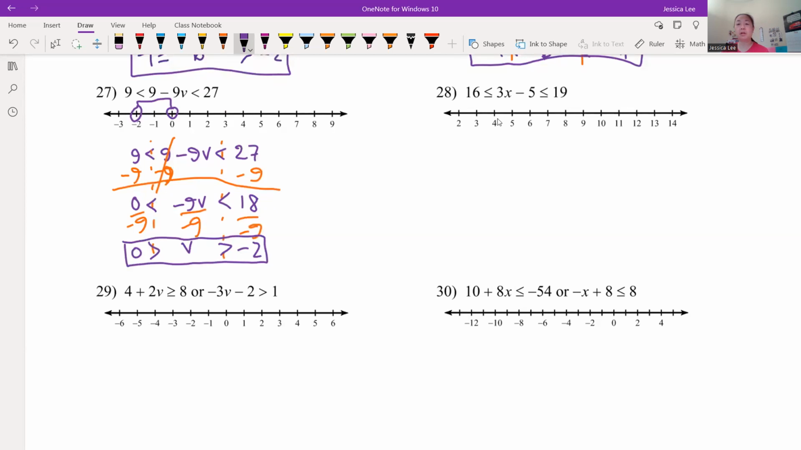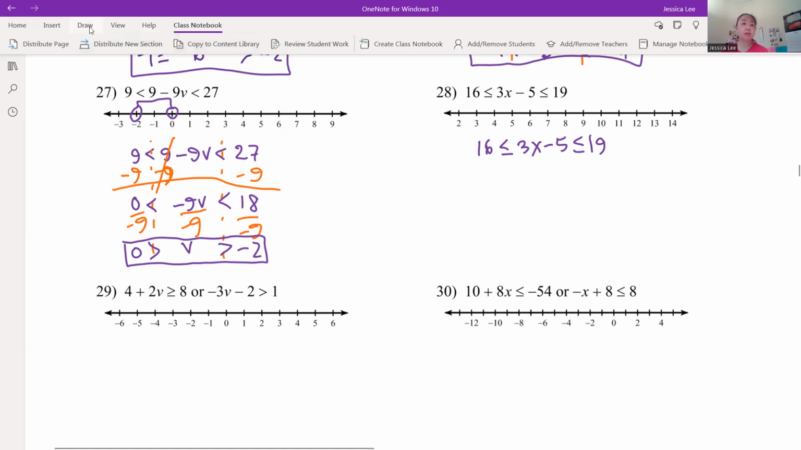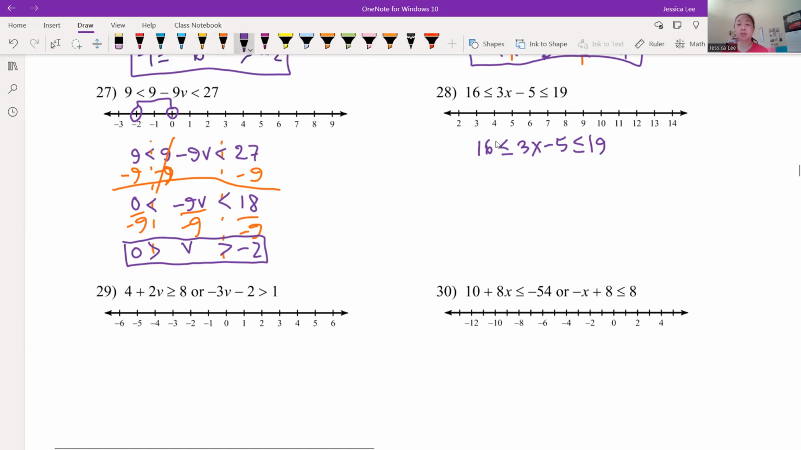And the last part, that last one of these ands, is x minus 5 less than or equal to 19. Okay. Same deal. We're back to not being able to change colors again. There we go. We'll just do it all in one color. Add 5 to all 3 sides.